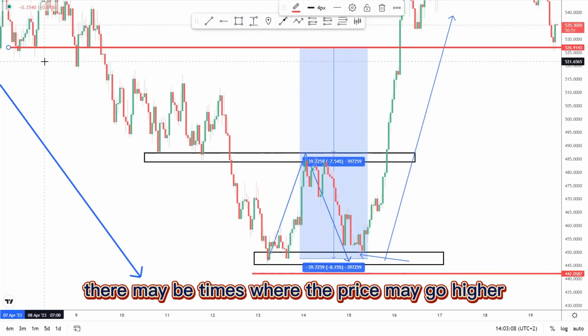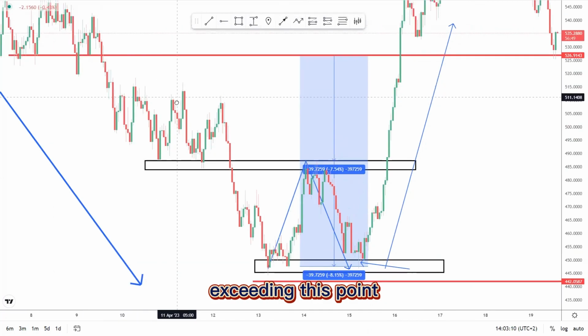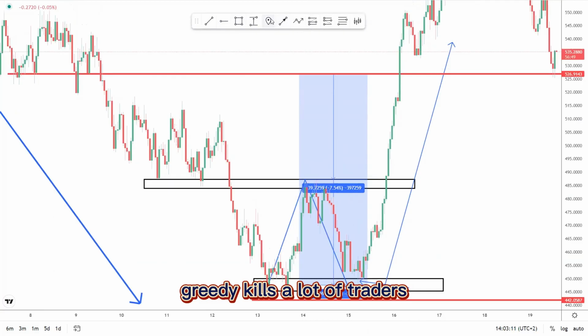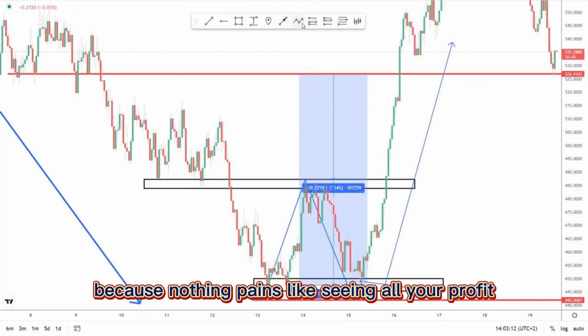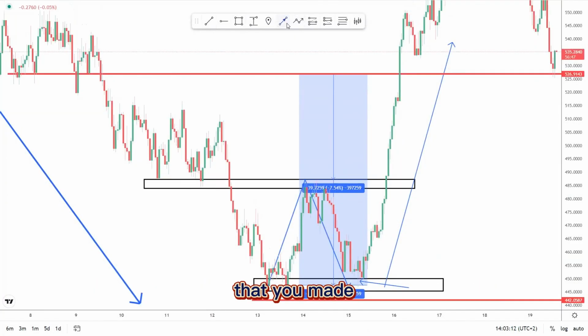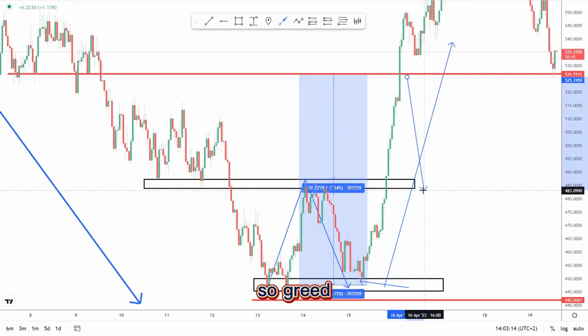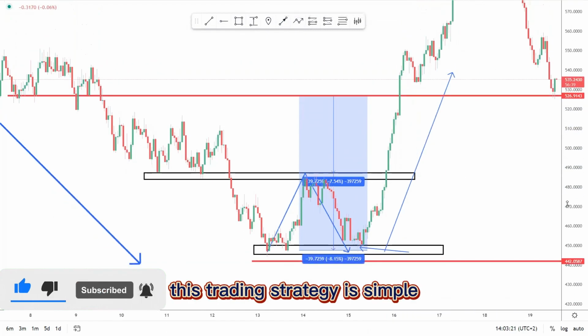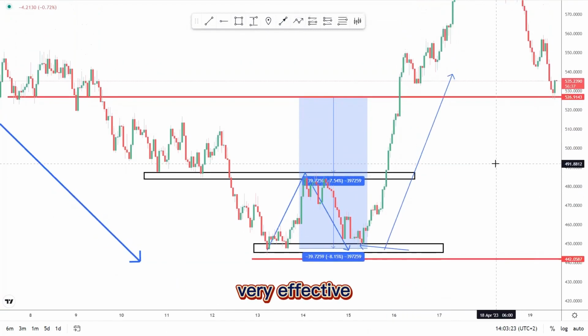There may be times where the price goes higher, exceeding this point, but don't be greedy. Greed kills a lot of traders, because nothing pains like seeing all the profit that you made going back to zero. So greed should not interfere with your rules. So that's it, guys. This trading strategy is simple and can be very effective.